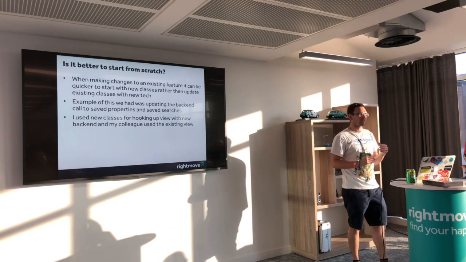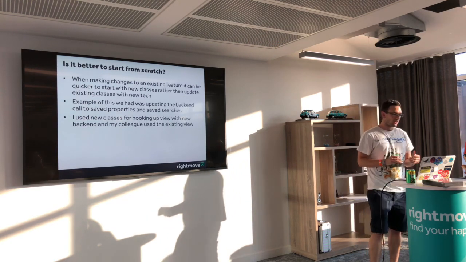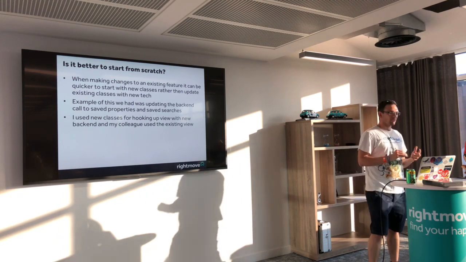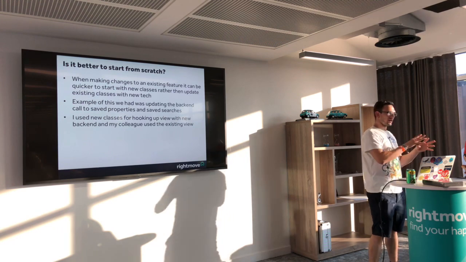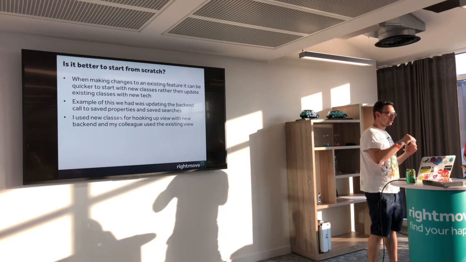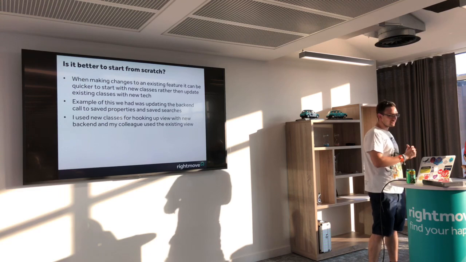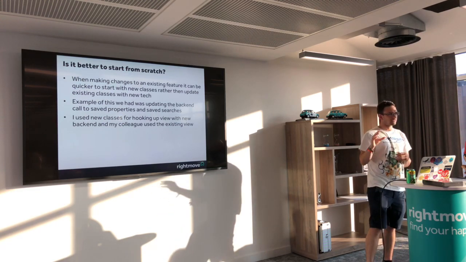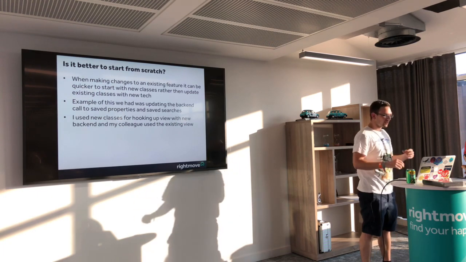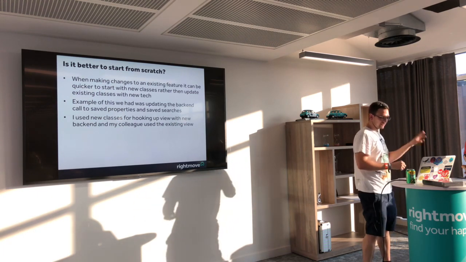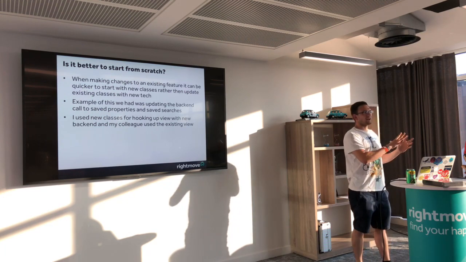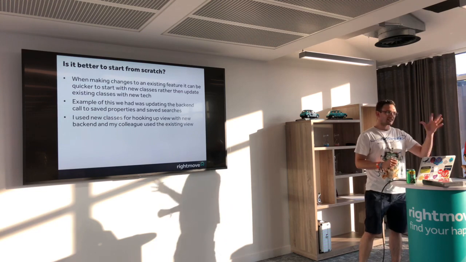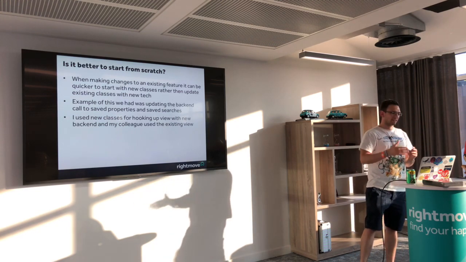When you're looking at replacing existing functionality, ask yourself, is it better to start from scratch? When you're making changes, you might be better off having brand new classes rather than trying to shoehorn your new tech into existing classes. An example of this is when we were changing how we called the backend to get our saved properties and saved searches. So I tackled saved properties, my colleague tackled saved searches. We weren't changing how the information looked on the page, so my colleague decided he was going to use the existing activity as it was and just hook up the data.